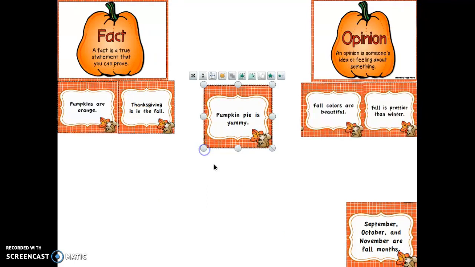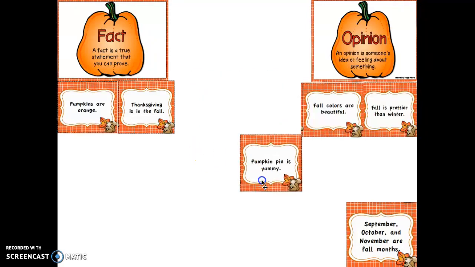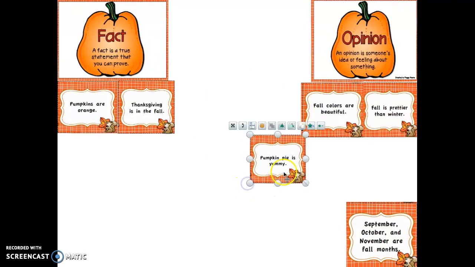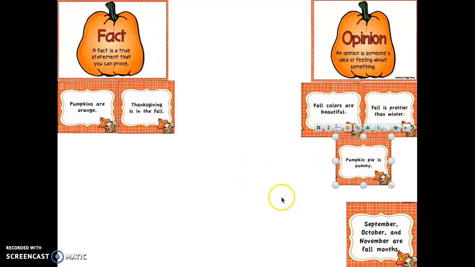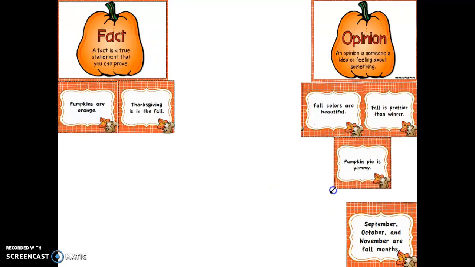Pumpkin pie is yummy. I think, there's that keyword think, Miss Roberts thinks pumpkin pie is yummy. You may, however, think that pumpkin pie is gross. So this would definitely be an opinion because how I feel about pumpkin pie and how you feel about pumpkin pie may be different. We may have different opinions about the way pumpkin pie tastes. So that's definitely an opinion. We can't prove this statement. It's just how I feel about pumpkin pie.